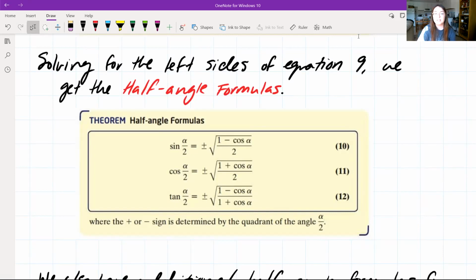Then our plus or minus signs are going to be determined by the quadrant of the angle alpha over 2. So it's going to be really important for problems like these that we know what quadrant we're going to be working in, so we know what values are going to be negative or positive.